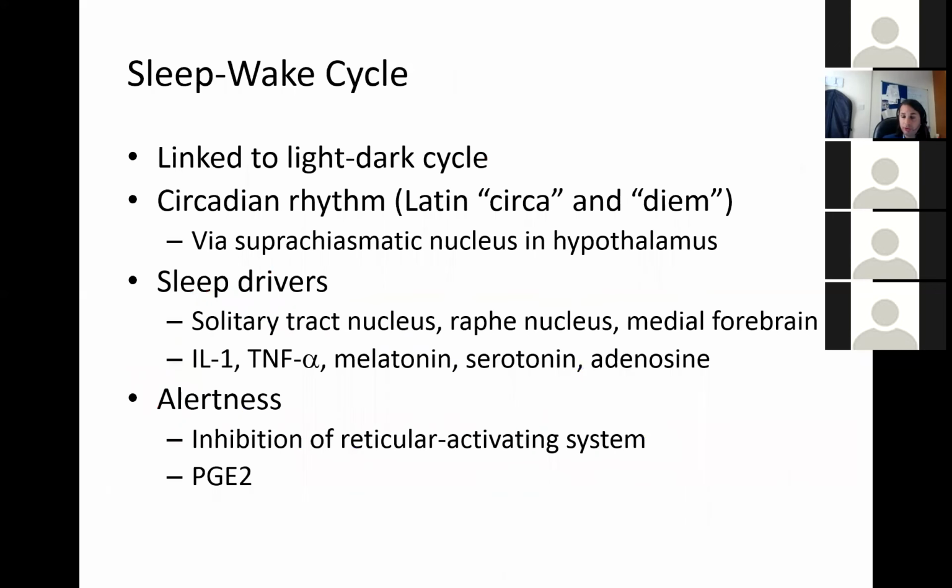So the sleep-wake cycle is linked to the light-dark cycle in humans. And the circadian rhythm, which comes from the Latin for circa and diem, is mediated by the suprachiasmatic nucleus in the hypothalamus. There are various sleep drivers: the solitary tract nucleus, the raphe nucleus, the medial forebrain, and hormones IL-1, TNF-alpha, melatonin, serotonin. And alertness is influenced by inhibition of the reticular activating system and PGE2.